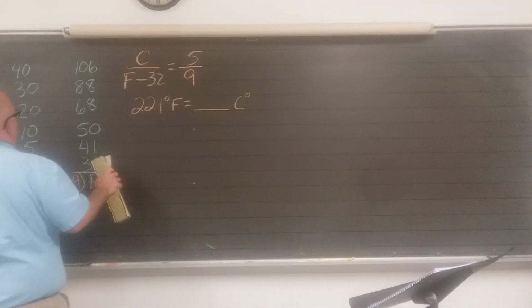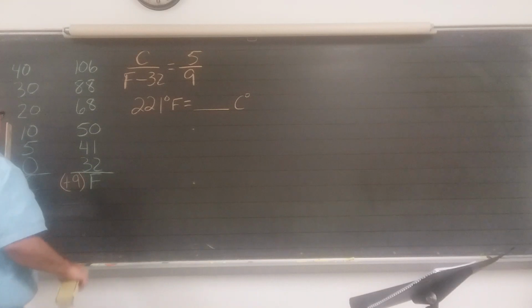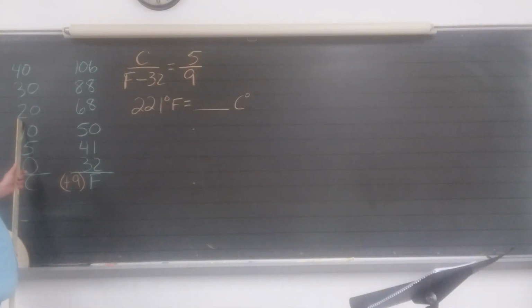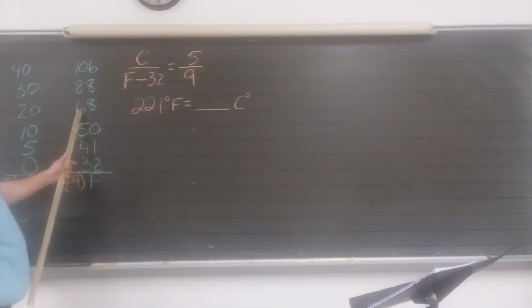Here I did a 10 degree jump. So if we're going to do a 10 degree jump, then that means we have to do an 18 degree jump. So 20 degrees Celsius is 68 degrees Fahrenheit. Go up 10 more, sorry, I didn't do something right here. So I went up 10, which means I went up 18, that's right.